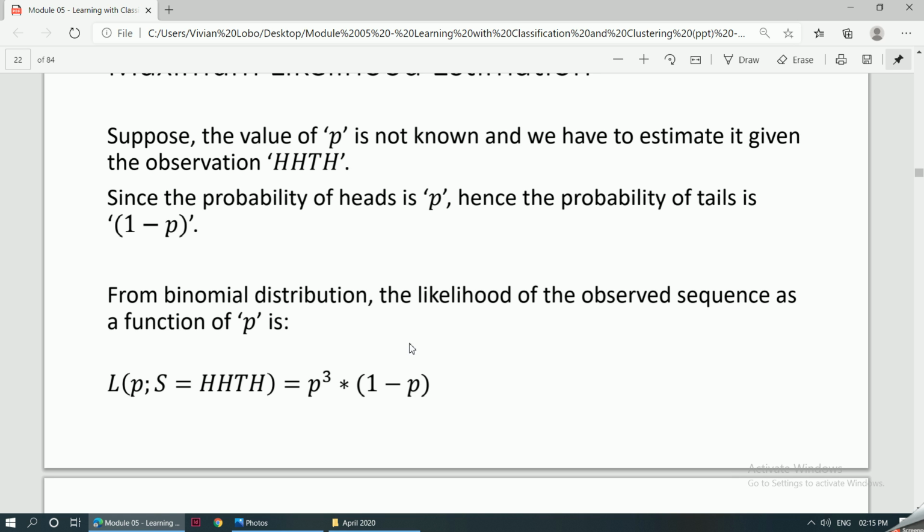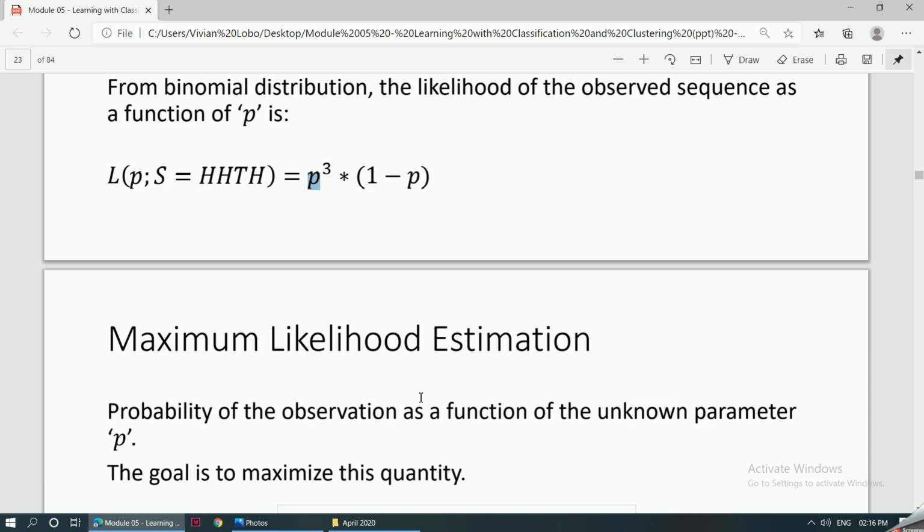For binomial distribution, the likelihood, or the probability of the observed sequence, is given as follows. Here only the sequence is given, the probability is not given. So what is it? It is nothing but P, that is for heads, raised to 3 since heads is occurring 3 times, into 1 minus P for tails. Here it should be raised to 1, because tail is occurring only once.